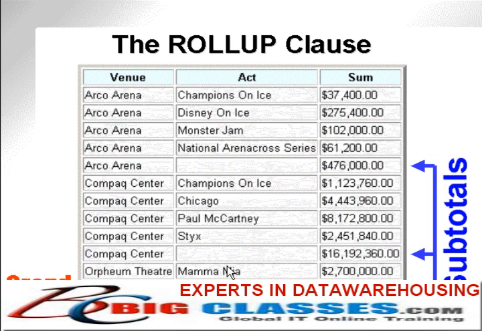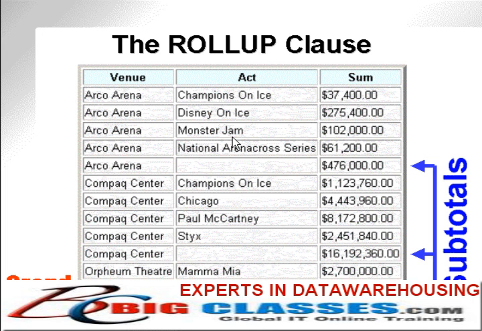Looking something much like this, where we have a join on the venue and act tables and the ticket table with the total values of tickets. In this case, we produce subtotals for each venue, as you can see here, indicated by the arrows, for Arco Arena, Compaq Center, and the Orpheum. A grand total is produced at the end.